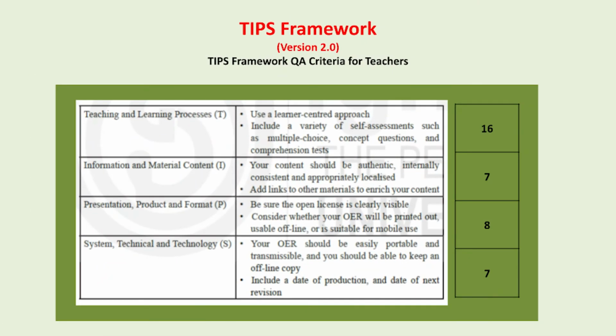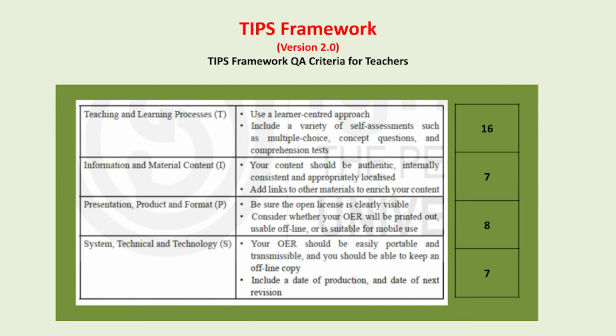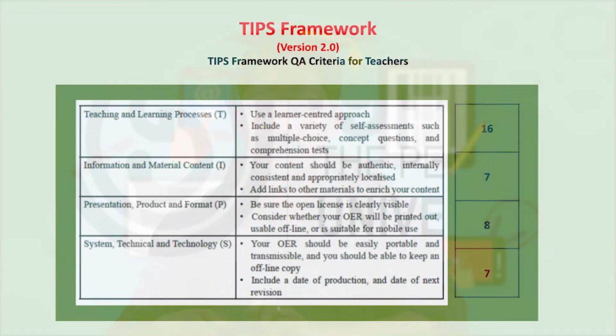What they have done is, earlier the criteria was less in number. Under each of those points like teaching and learning processes, information and material content, presentation product and format, system, technical and technology. When it was revised, under teaching and learning processes, they have identified 16 criteria. Say for example, use a learner-centered approach. This is one of the criteria which is included in that teaching and learning processes.